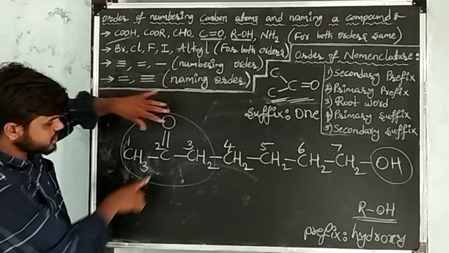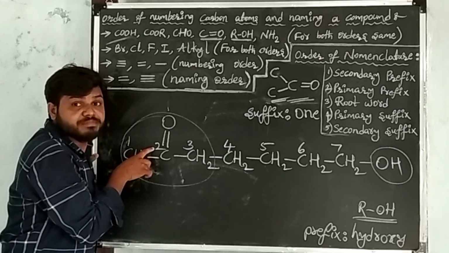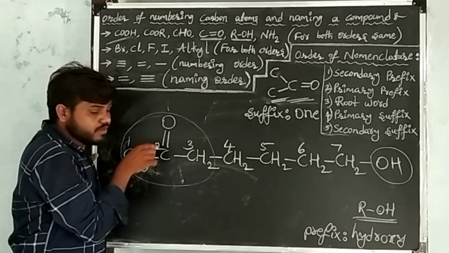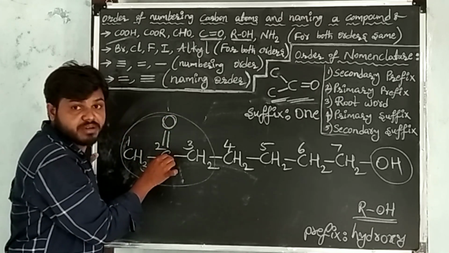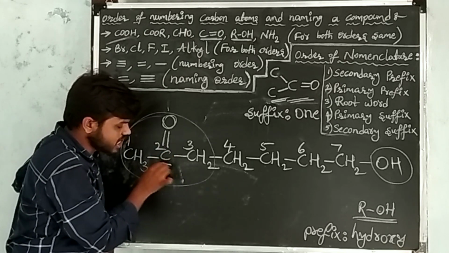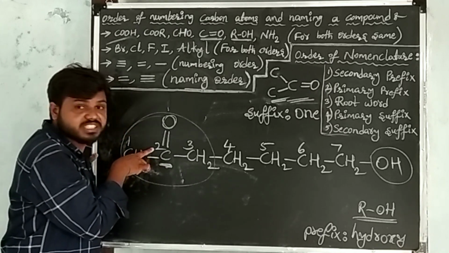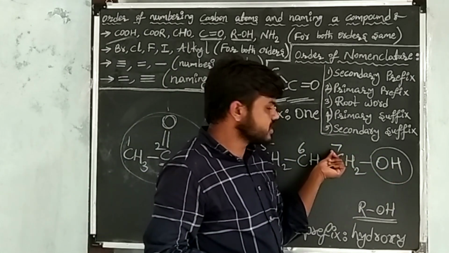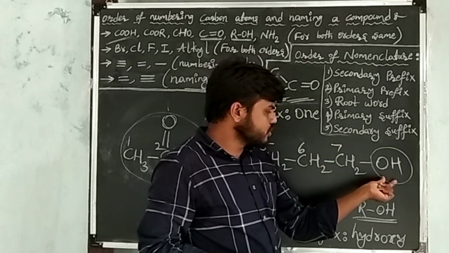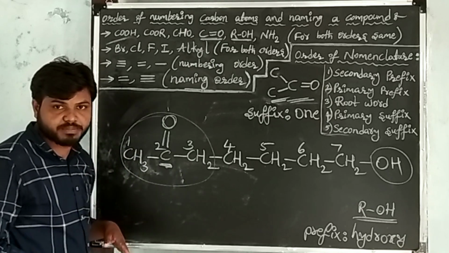Now what is the ketone position? Second. Where we have a double bond with oxygen, that carbon will become the position of the ketone. Ketone position is second carbon. And what is the alcohol position? Seventh carbon. Alcohol position is seventh carbon and ketone position is second carbon.